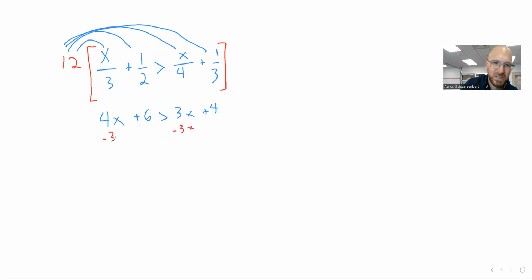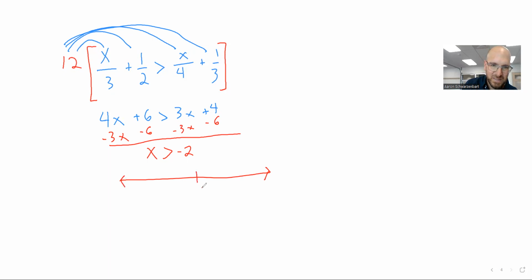I'm going to move, this time I'll move the x to the left and the numbers to the right, and I get x. My solution is x is greater than negative 2. Again, on the number line, 0, negative 2, open circle. X is on the left, which means my arrowhead is there. I know I've taught you before, if x is not on the left, flip it around so x is on the left. Make sure the inequality faces the same direction.